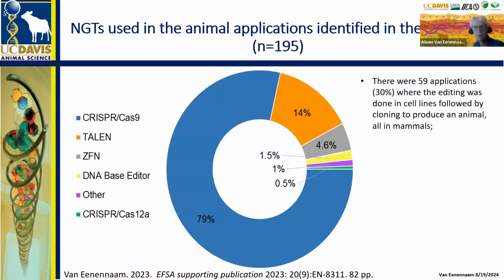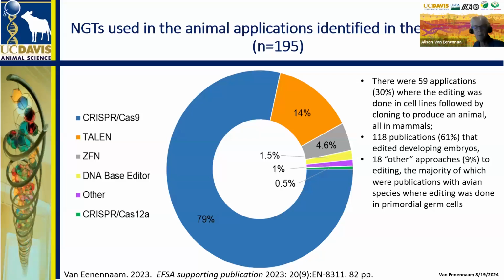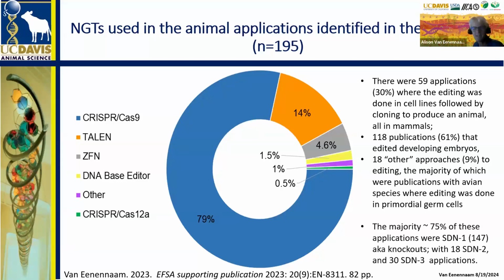And when we broke it down a little bit more, about 30% of the editing was done in cell lines, followed by cloning. So obviously that's in mammals. So 30% were cloned. About 60% were done in developing embryos. So that would be, for example, microinjection and introducing the editing reagents in a zygote. And in the case, obviously, of mammals, you have to go back into the surrogate animal to put those back. And then other approaches is going to be things like chickens, where you're doing that crazy primordial germ cell thing and going back into the egg. And that's basically what the overarching use methods was.